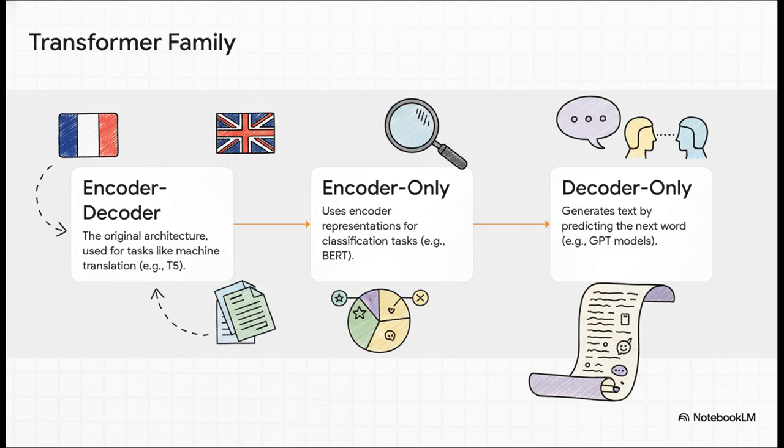Then you've got the analyst of the family, the encoder-only models like BERT, which are amazing at just reading text to understand and classify it. And then you have the star of the show these days, the generator, the decoder-only models like GPT. All they do is predict the next word over and over again. And that's exactly how your favorite chatbot works.